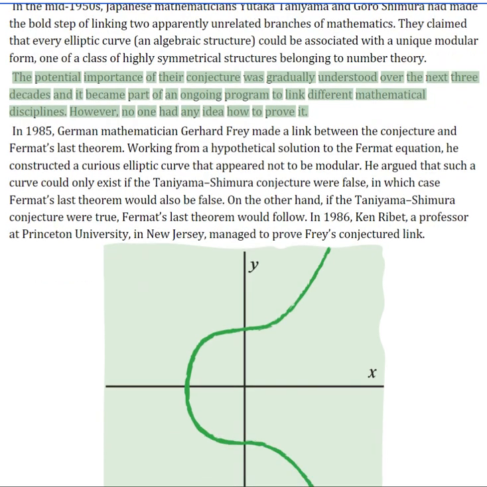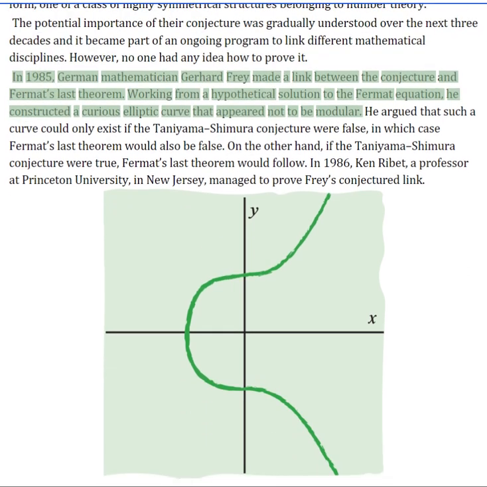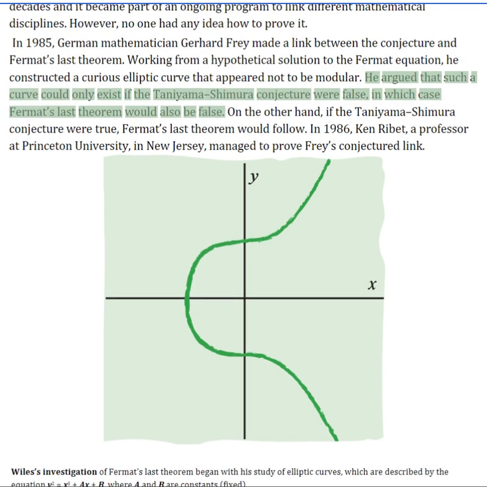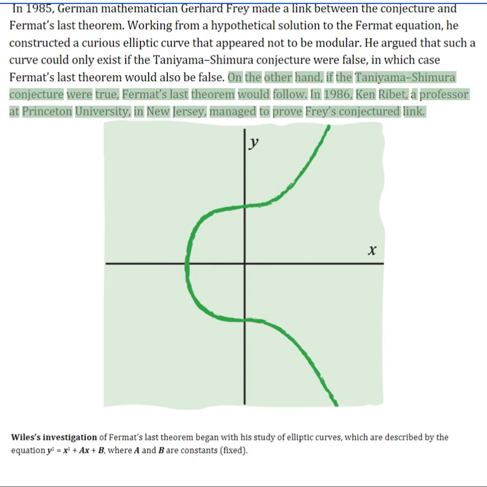The potential importance of their conjecture was gradually understood over the next 3 decades, and it became part of an ongoing program to link different mathematical disciplines. However, no one had any idea how to prove it. In 1985, German mathematician Gerhard Frey made a link between the conjecture and Fermat's last theorem. Working from a hypothetical solution to the Fermat equation, he constructed a curious elliptic curve that appeared not to be modular. He argued that such a curve could only exist if the Taniyama-Shimura conjecture were false, in which case Fermat's last theorem would also be false. On the other hand, if the Taniyama-Shimura conjecture were true, Fermat's last theorem would follow.